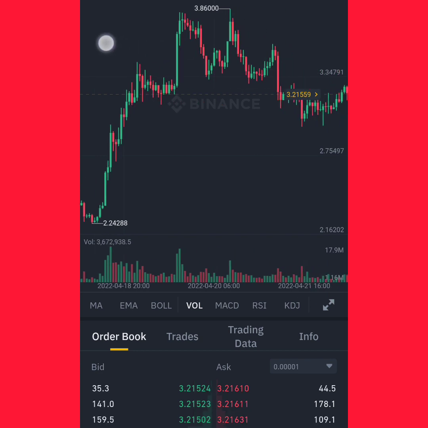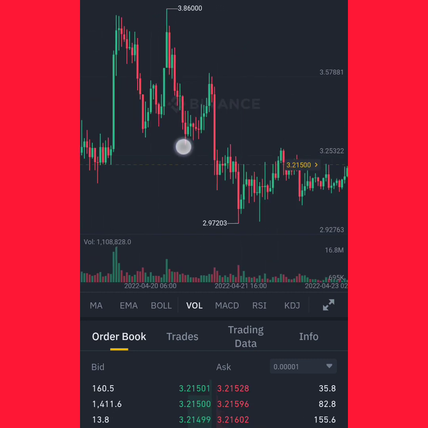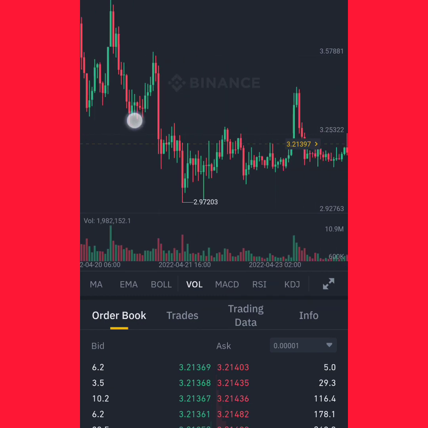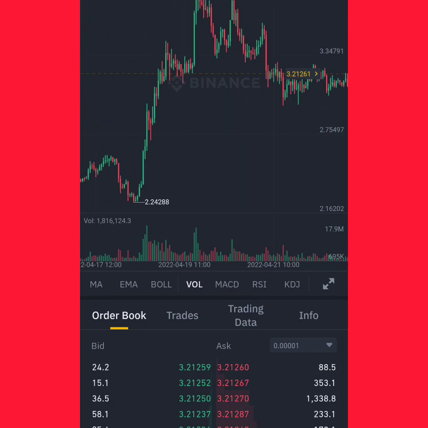So this rejection and this resistance is what we call a double top. If you check closely, after this rejection here, the price started making lower lows and rejecting towards the downside. Basically, this is what a double top is.